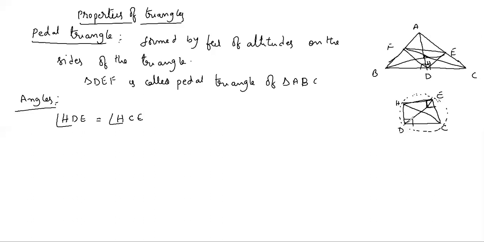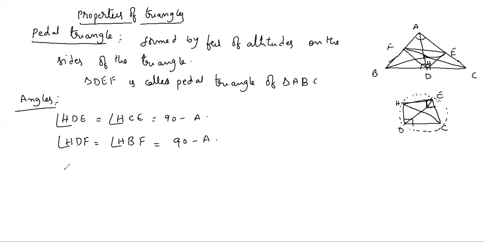For this chord, angles HDE and HCE are the same, but in angle HCE, this is 90, so the remaining angle is 90 minus A. So 90 minus A. Similarly, if you consider angle HDF, by considering the left side HDBF, that is also a cyclic quadrilateral. So angle HDF is also 90 minus A. This is A, so the remaining angle is 90 minus A.